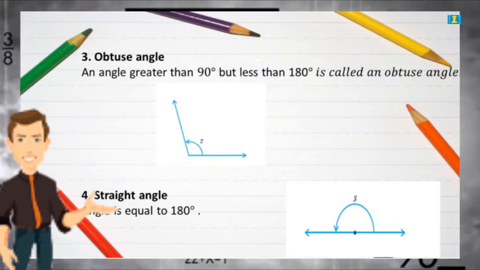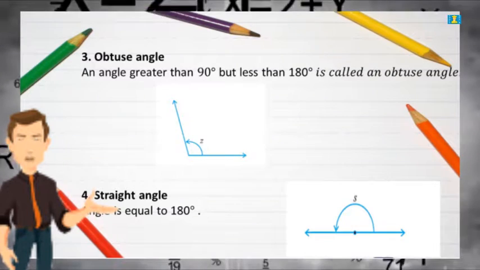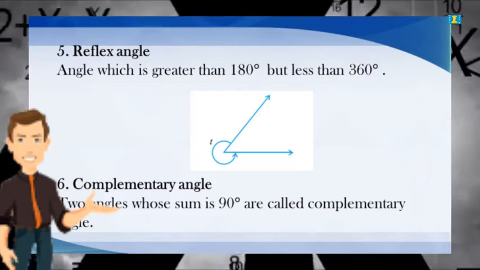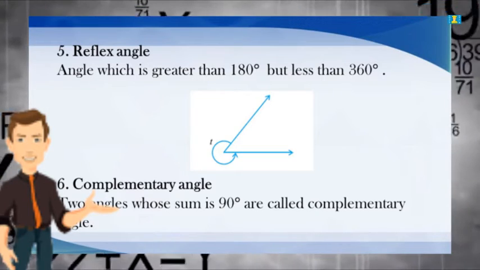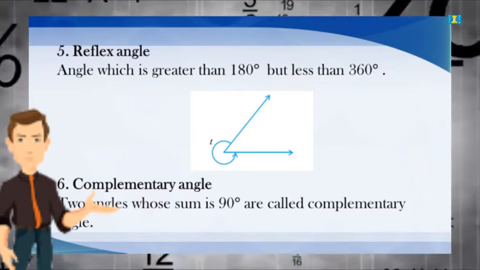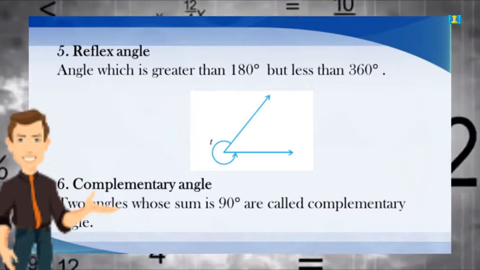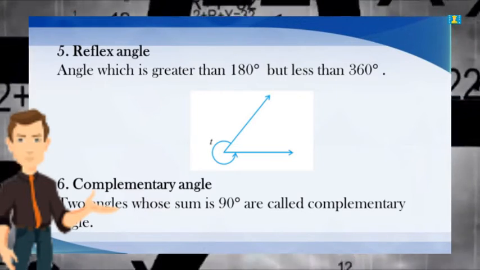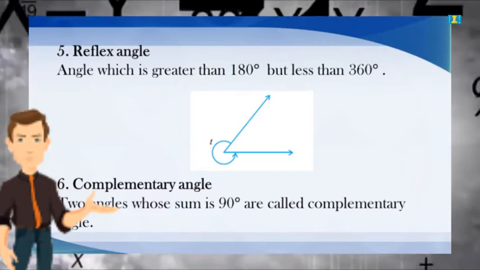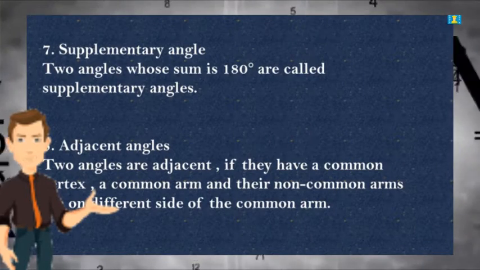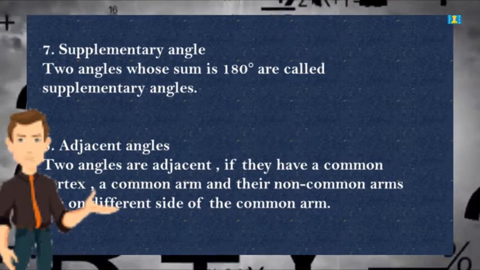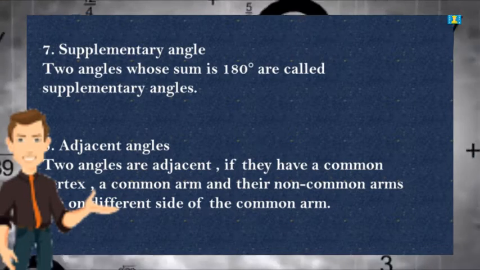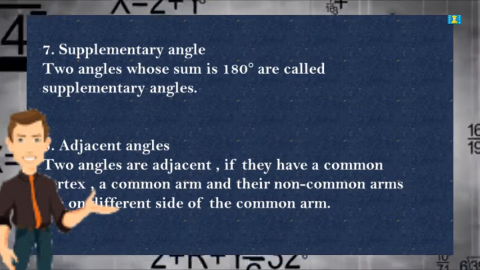What is a straight angle? An angle equal to 180 degree. Then reflex angle. An angle which is greater than 180 degree but less than 360 degree. Complementary angles. Two angles whose sum is 90 degree are called complementary angles. Then supplementary angles. Two angles whose sum is 180 degree are called supplementary angles.